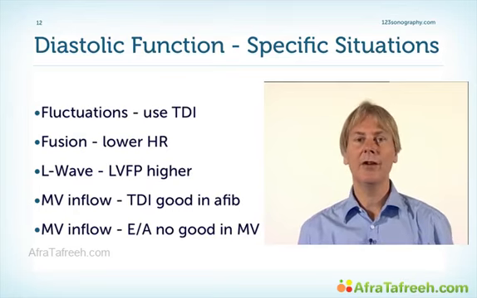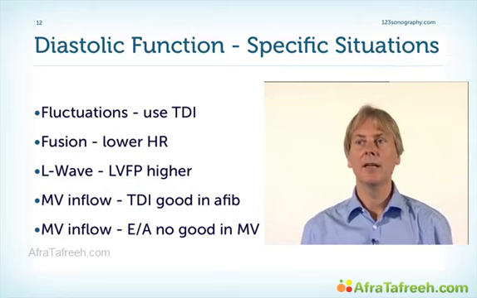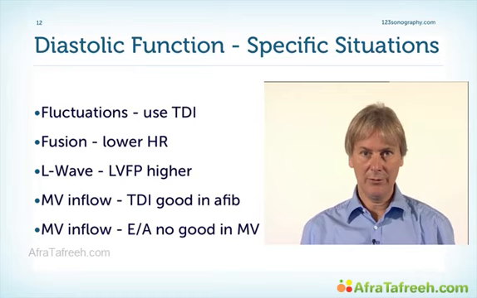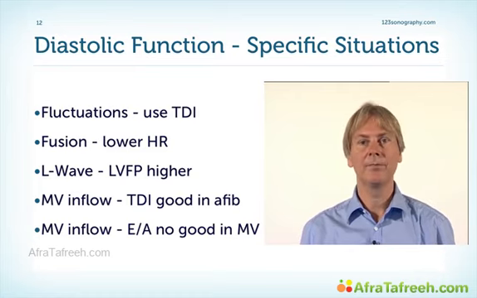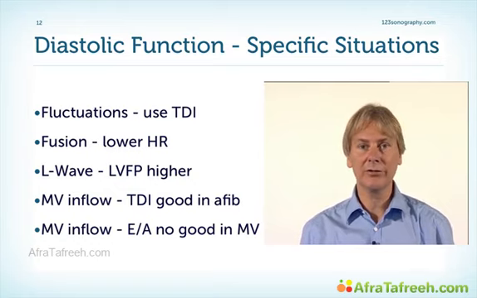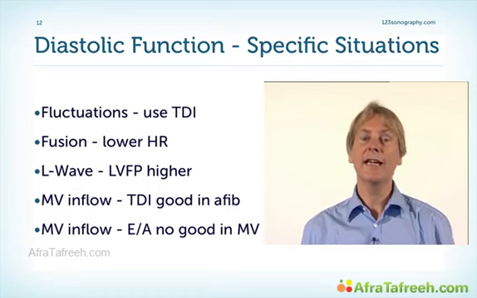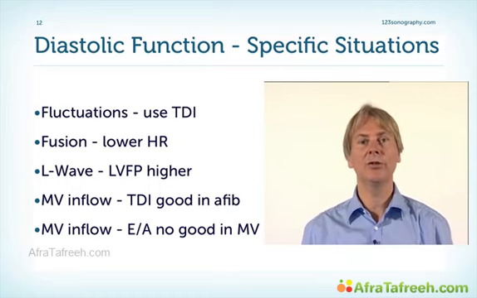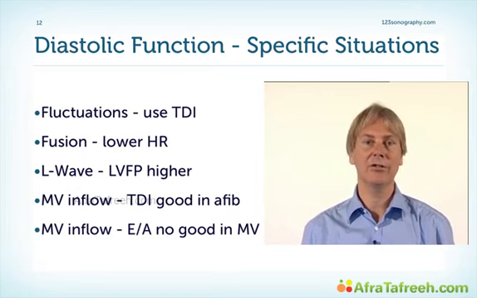So in summary, if you have fluctuations in the E to A wave ratio, use tissue Doppler. If you have a fusion of E and A wave, try to lower the heart rate. If you have an L wave, it usually means you have elevated filling pressures. If you have atrial fibrillation, you can use tissue Doppler. And if you have mitral valve pathologies, the E to A ratio is actually no good.